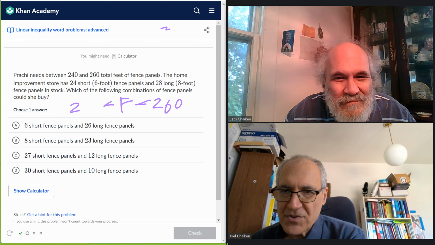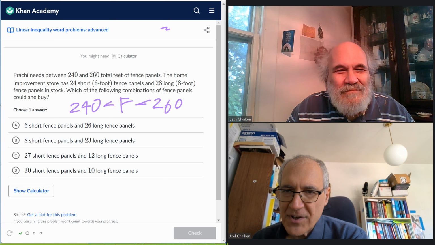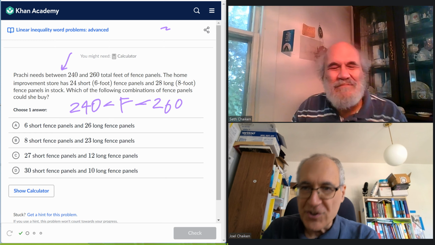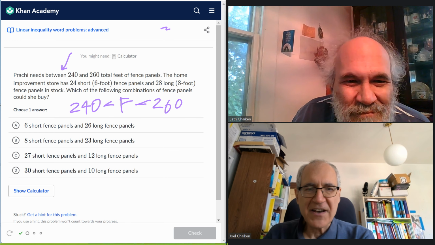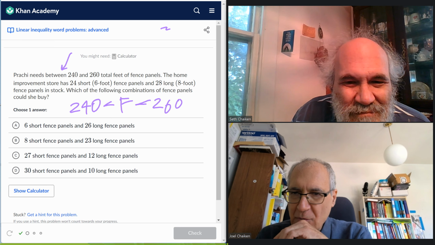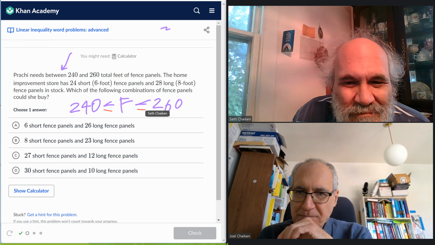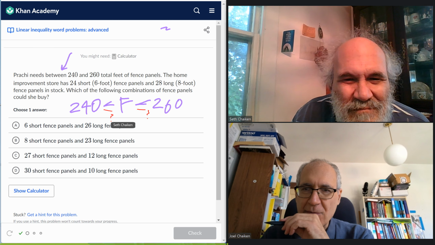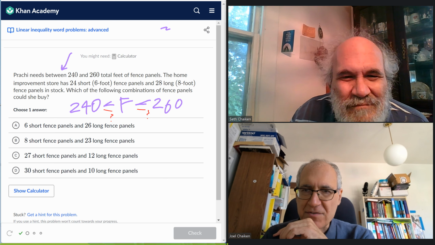200 and 260. Hopefully we're not going to be on the border, because I personally have seen it both ways, whether between includes the 200 and the 260 or not. So let's see. The home improvement store has... Oh, really? Between? It's a question mark whether between is inclusive or not inclusive.